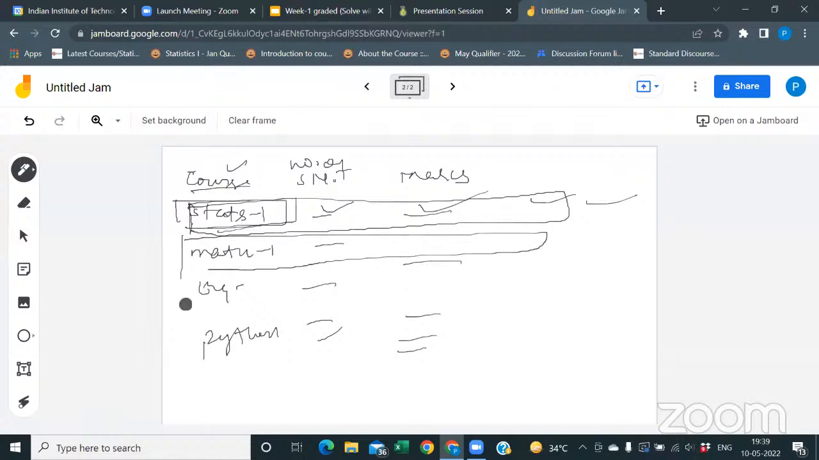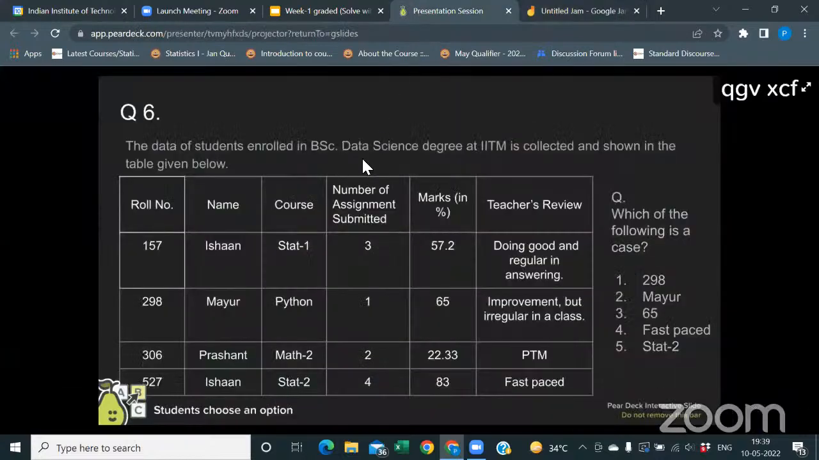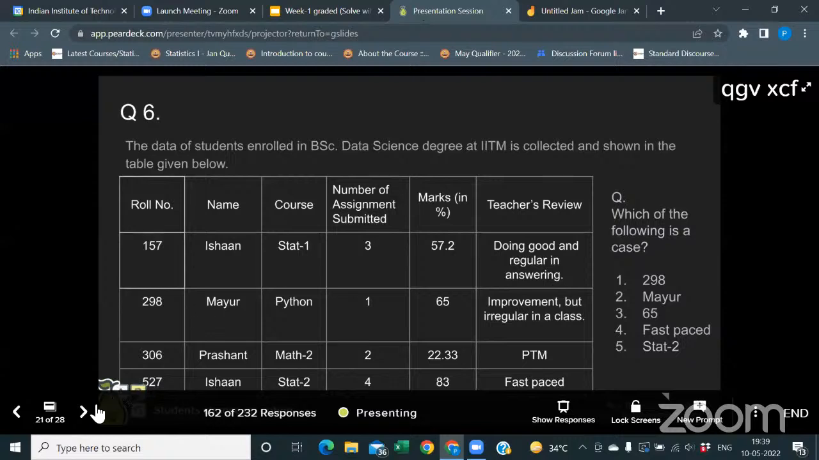And it is unique. If the course is having two stats 1 rows, then it is not a case. Then there should be some other thing for which your data is collected. So here we can identify that stats 2 is not a case. Things should be unique.